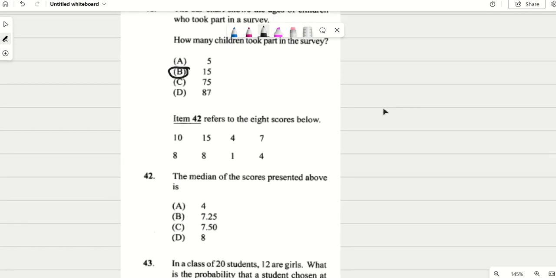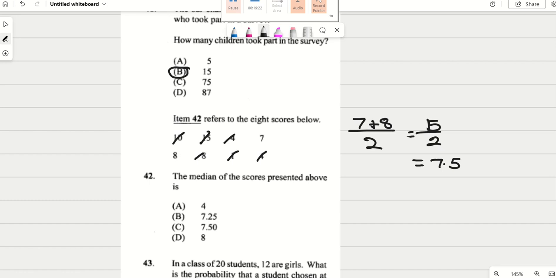Right? Item 42 refers to the scores below. The median of scores represented is. So for number 42, you scratch off your first and your last, your second and your second to last, your fourth and your fourth to last. You get 7 and 8, right? If you're finding a median of two different numbers, you add 7 plus 8 all divided by 2. 7 plus 8 is 15. 15 divided by 2 is 7.5. So your answer would be C.